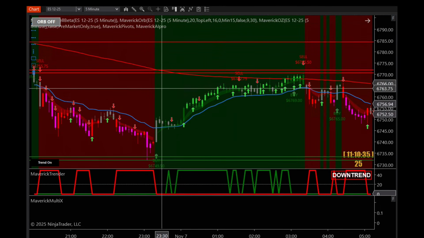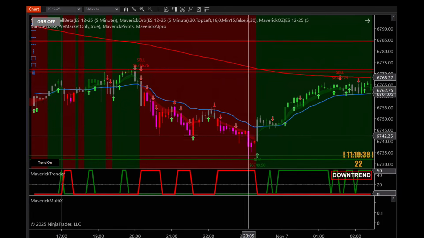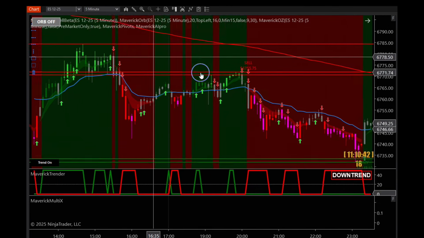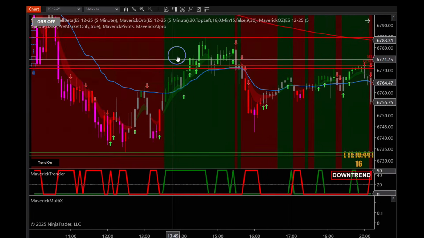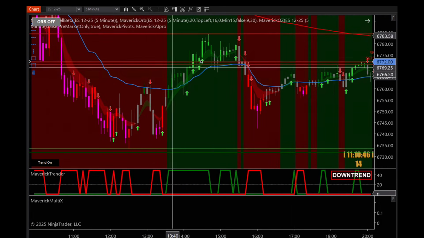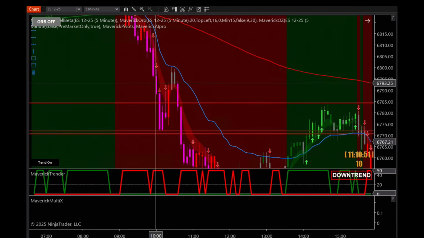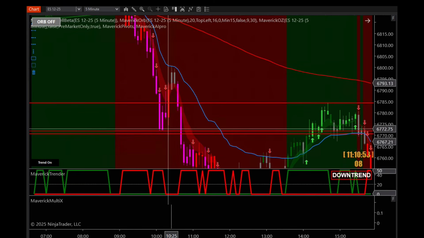Above the Maverick guide, you go long. Below the Maverick guide, you go short. Above the Maverick guide, you go long. This blue line. Below it, you go short. Above it, you go long. Okay, I could just show you this all day long. Below it, you go short. And again, pink is your strongest downside candle.